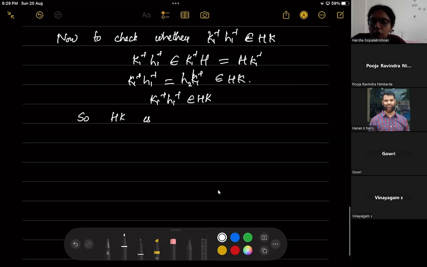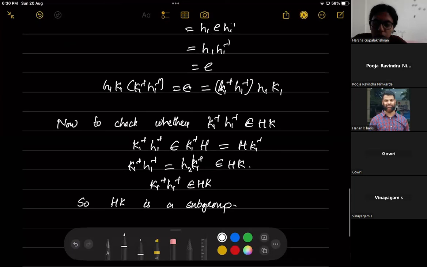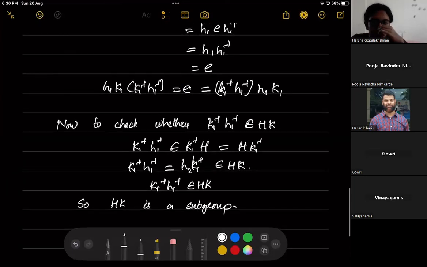So our question was whether HK is a normal subgroup or not. Here we got that HK is a subgroup. Is this clear for everyone? Is there any doubt? It may seem lengthy, but if you write down all the details, you can simply prove it. If you have any doubt in the proof, you can ask now. Otherwise, we can check the normality.